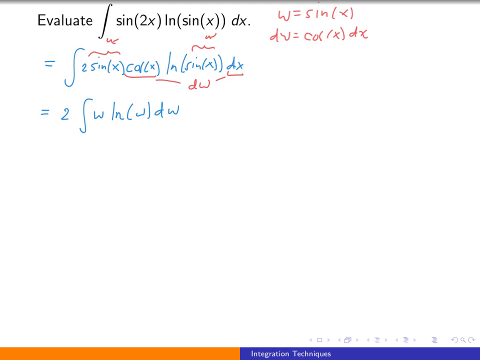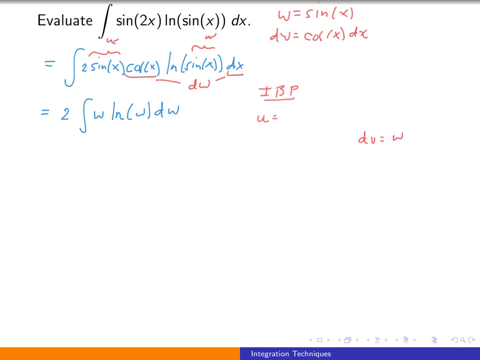And looking at the form of this resulting integral, w times the natural log of w, this looks like something that's really well suited for us to attempt integration by parts with. And if we're going to attempt integration by parts, keep in mind that when we make our choices for u and dv, whatever we choose for dv needs to be something we can easily anti-differentiate. And if I compare w and natural log w, w is the function there that I can easily anti-differentiate.